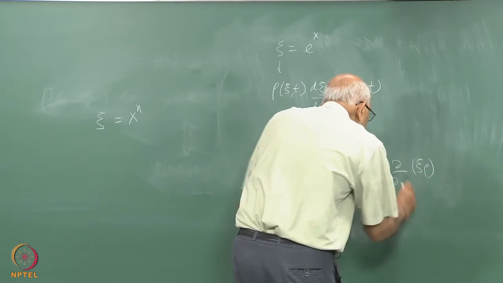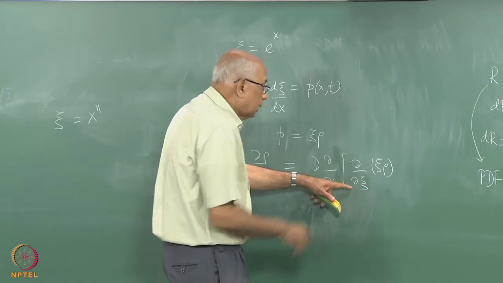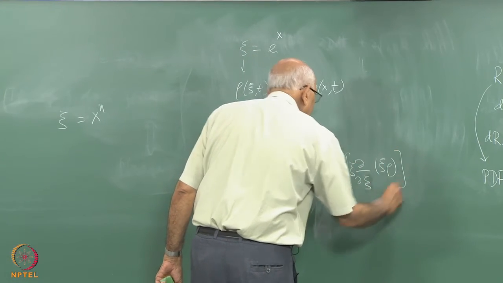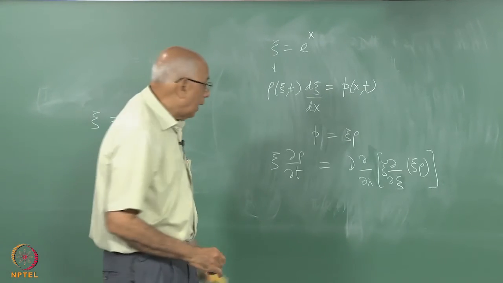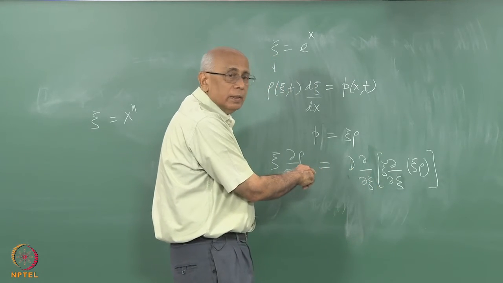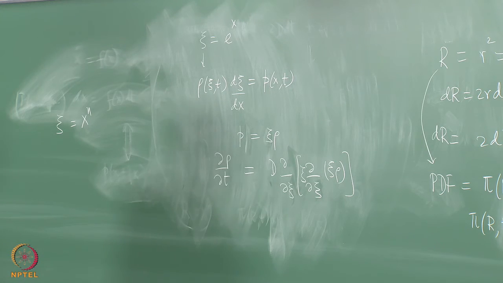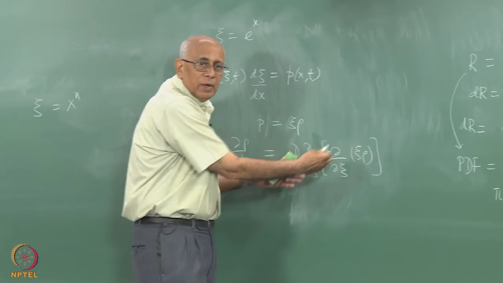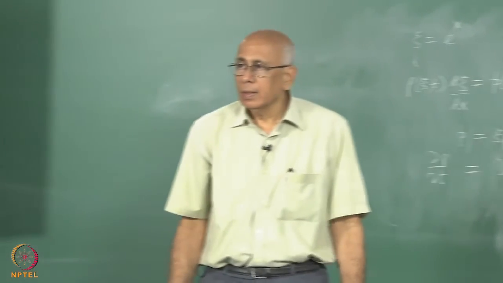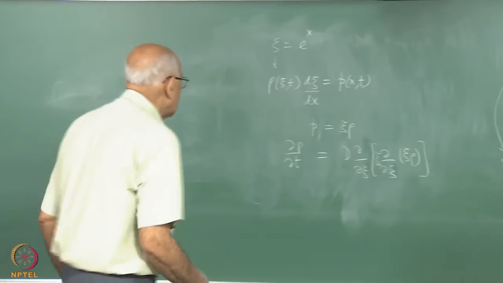But this is ∂/∂ξ times ∂ξ/∂x, which is ξ itself. And this ∂/∂x, let us write it as ∂/∂ξ and multiply by a ξ, but that removes this. Okay. And that is it. I simplify this guy and whatever I get is the Fokker-Planck equation for ρ. From that, I can get the equation satisfied by ξ itself. Okay. So, let us do that.